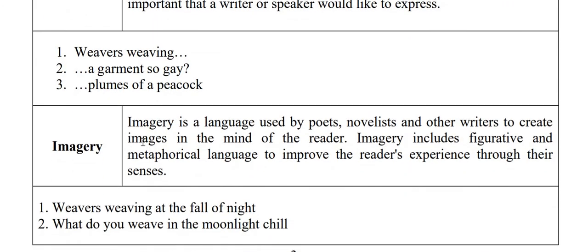Imagery, now this is the last that I'm mentioning over here. Imagery is language used by poets, novelists and other writers to create images in the mind of the reader. So the moment you read, you start imagining the scenario in your mind. So it will have a lot of describing words which describe places or times. So weavers weaving at the fall of night, immediately when you read this, you know that it is night time. What do you weave in the moonlight chill? It creates a scenario. So this is a little difficult, but it's not too difficult. You can identify it very easily if you practice.